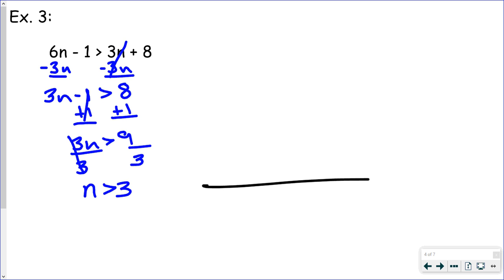And for my graph, I'll just put 0 in the middle, positive 3 to the right, negative 3 to the left. There's no line under the inequality, so it's an open circle at 3. n is greater than 3. The values that are greater than 3 are to the right. Again, the arrow trick, the arrow is pointing to the right, shade to the right.